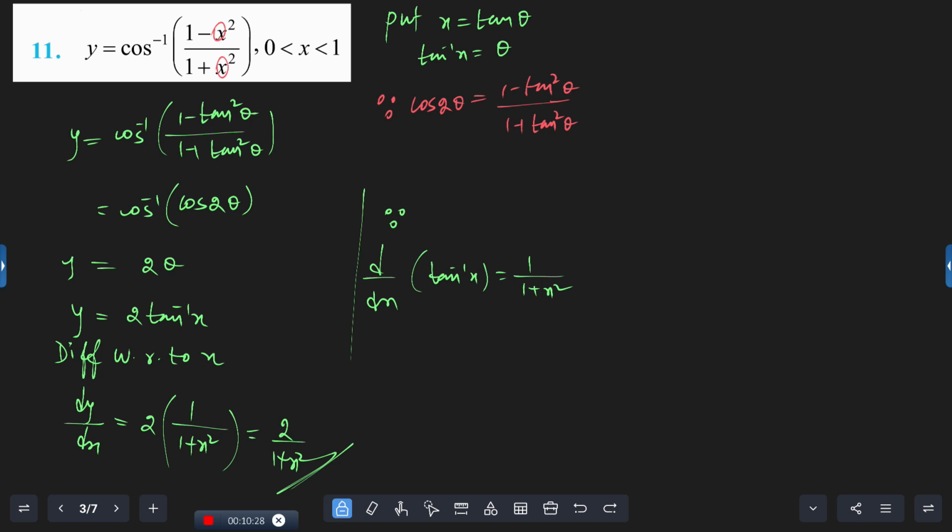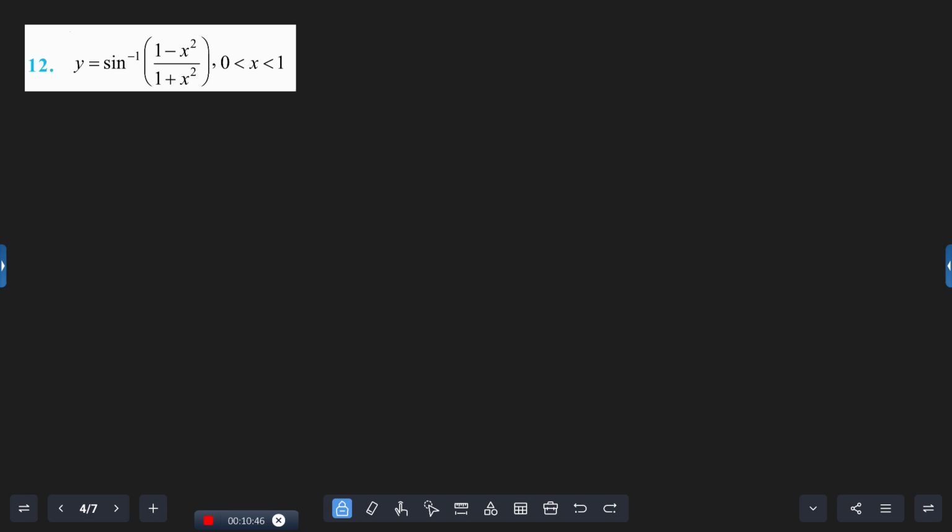Answer and all, the same pattern I'm following. I'm not doing anything else. Just the formula I'm applying. I'm cancelling. 2 theta, 3 theta, something is coming. Then I'm applying theta. Then I'm differentiating. That's it. Same pattern. I'm not doing anything else. Understand? If you listen to what I'm telling, you will understand easily. Don't focus on writing.